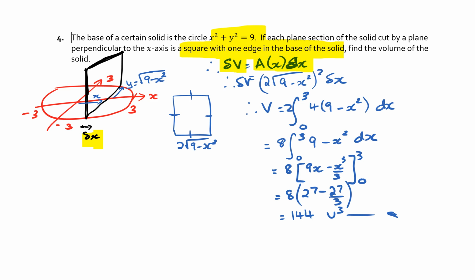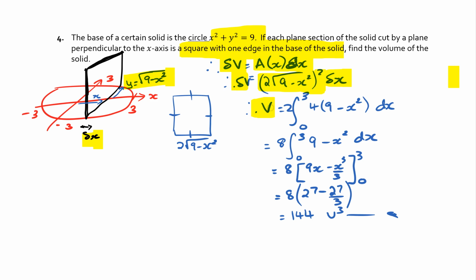And in terms of x, the area of the slice is going to be given by the length of a side. You can see from the diagram that will be 2 times the square root of 9 minus x squared, and that is actually going to then be all squared because it's a square. So that's our element of volume.